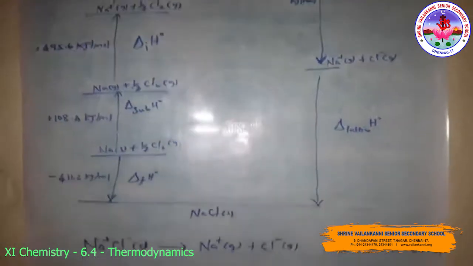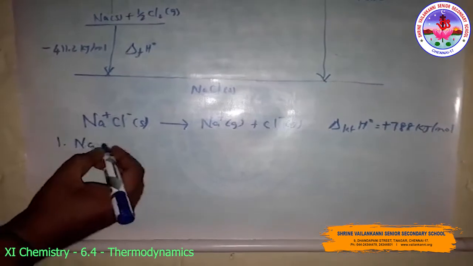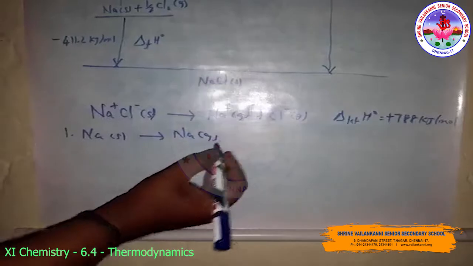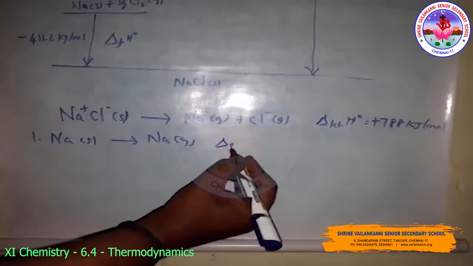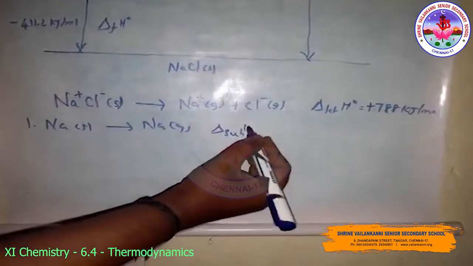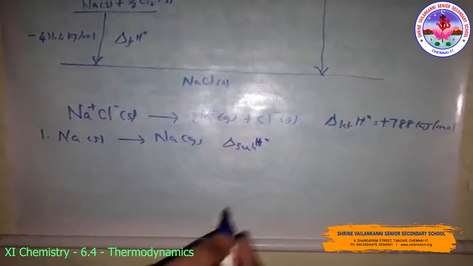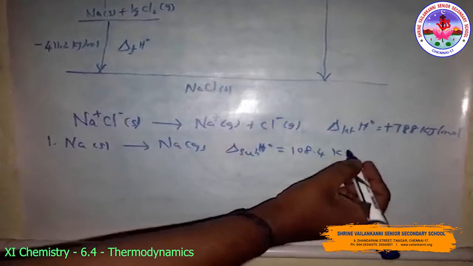First step: sodium solid is converted to sodium gas. This means sublimation of sodium metal. Here the sublimation enthalpy, delta H sublimation, is 108.4 kilojoule per mole.